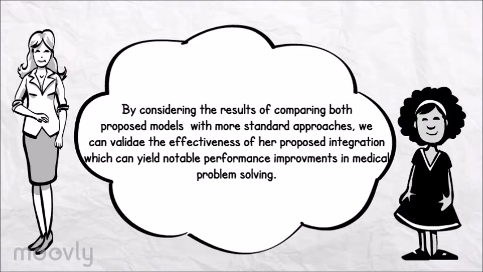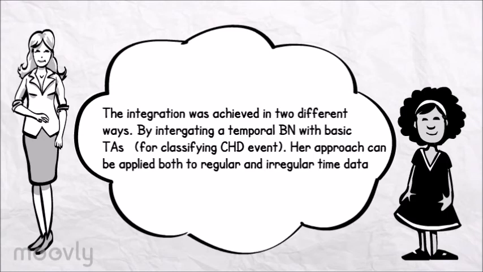By comparing both proposed models with more standard approaches, she can validate the effectiveness of her proposed integration, which can yield notable performance improvements in medical problem solving. The integration was achieved in 2 different ways. By integrating a temporal Bayesian network with basic temporal abstractions for predicting a future coronary heart disease event. And by integrating an atemporal Bayesian network with complex temporal abstractions for classifying coronary heart disease event.